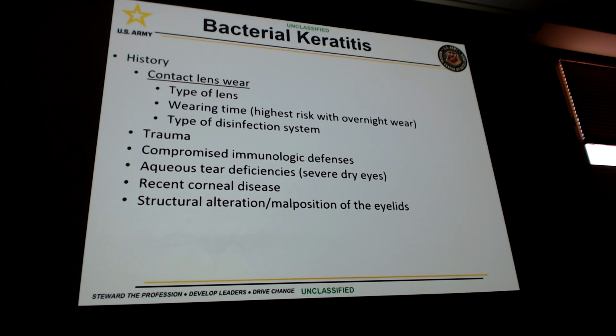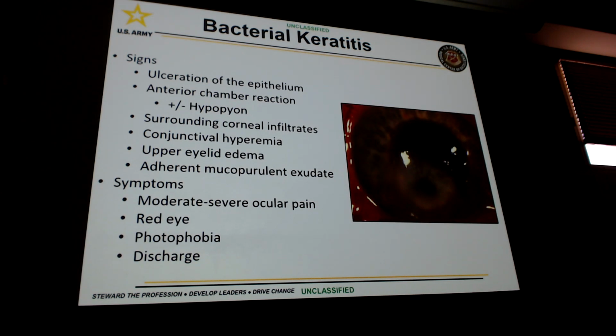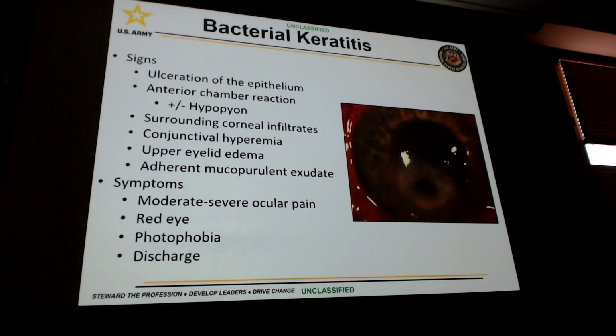Okay, so again, a lot of these bacterial keratitis will occur from contact lens wear, perhaps trauma, and the patients are going to be typically in a lot of pain. Okay, so symptoms: moderate to severe ocular pain, redness, light sensitivity. That's what photophobia means. Maybe a little discharge. Not like bacterial conjunctivitis, where there's a profuse amount of discharge, that mucopurulent, nasty discharge. This one might just be some tearing.